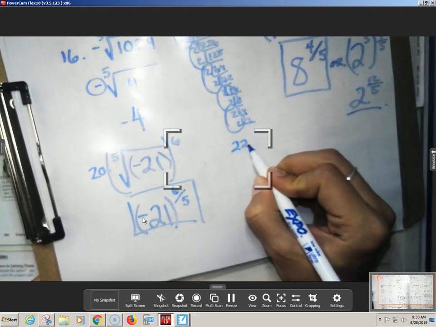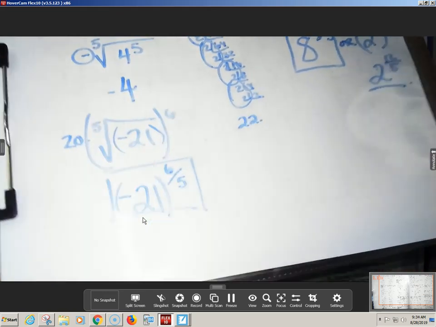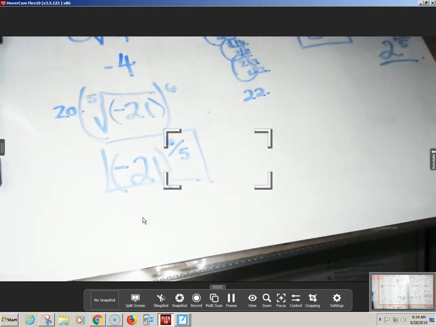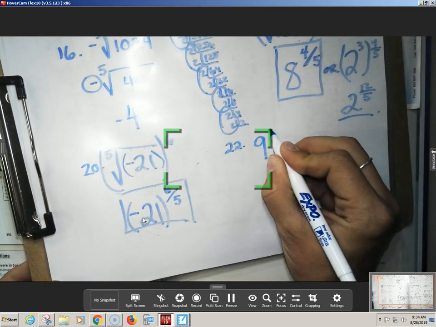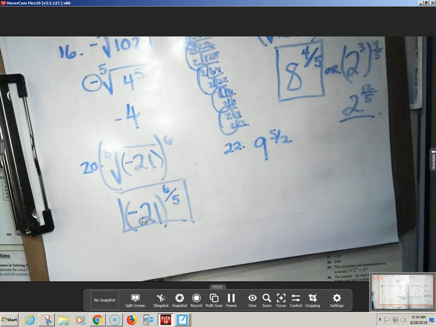So I can tell that on some of the evens we got a little stuck, huh? On number 22, it gave us 9 to the, double check me guys, 9 to the 5 halves power. Is that right? Okay. Now, there are 2 ways to go, and there's no shame in either way. Both ways are good.